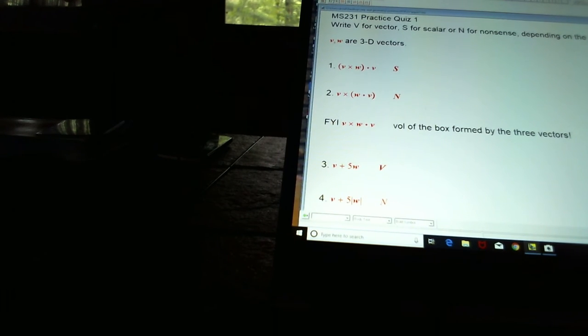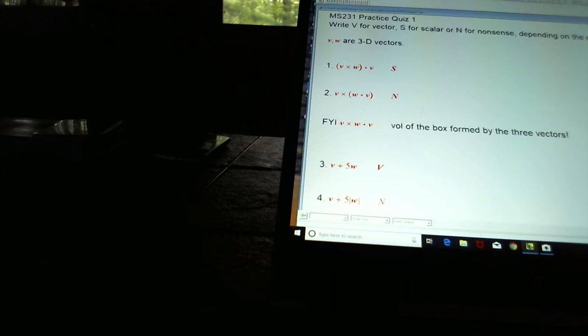All right, on to number 3, that one right there. So we do a vector plus 5 times a vector. They're both 3D vectors. So a vector plus a vector is a vector. No worries there. Problem 4, a 3D vector plus 5 times the length of a 3D vector, which is a scalar. Well, you can't add a scalar to a vector. So that's why that one gets nonsense.